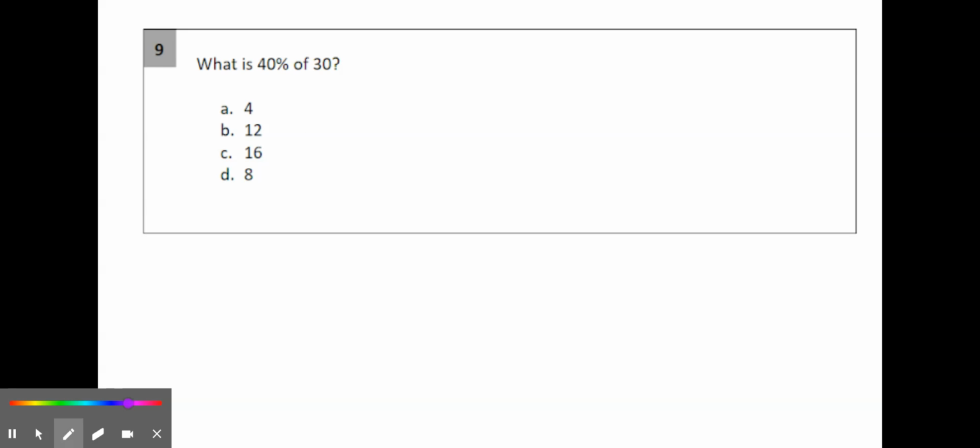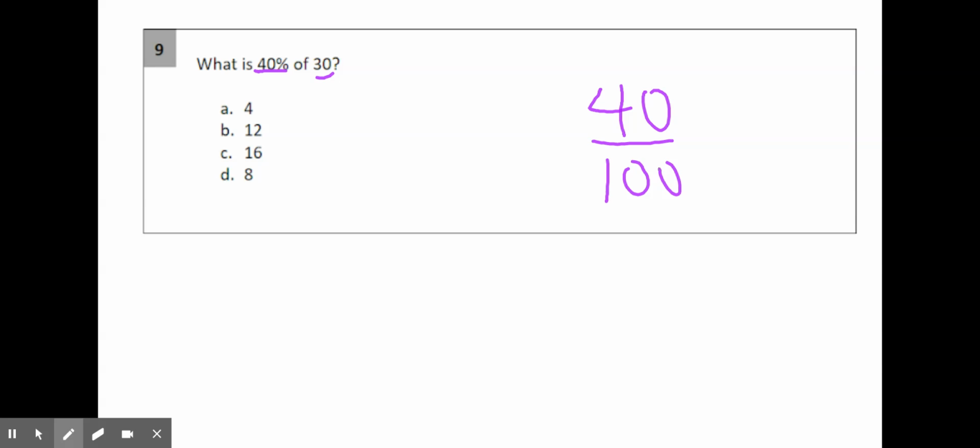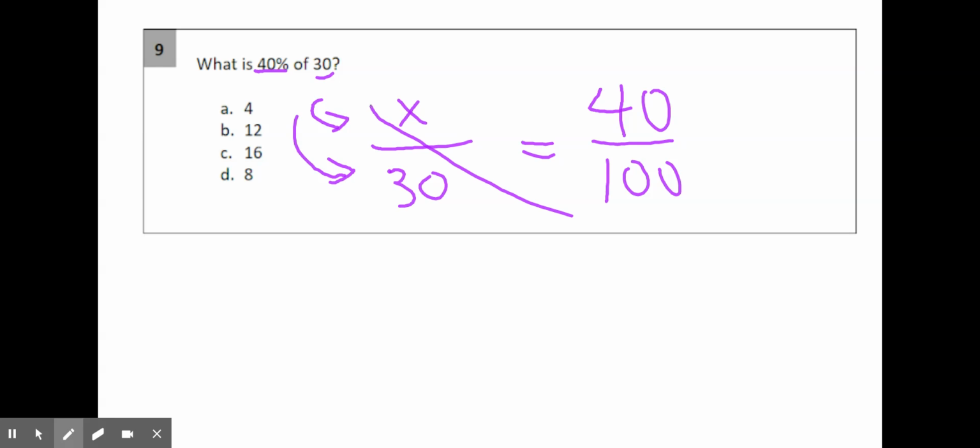Alright, so now we're back to proportion. So we want to know, what is 40% of 30? So when we set up our proportion, we already know we have 40%. And then we need to figure out whether 30 goes on the top or the bottom. It goes on the bottom because 30 is our total. It says of 30. We want to know what part of 30 is 40%. So we put our x above that 30, and then next we would just cross multiply.